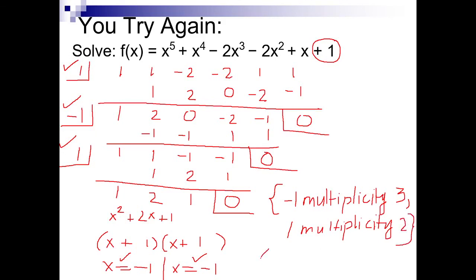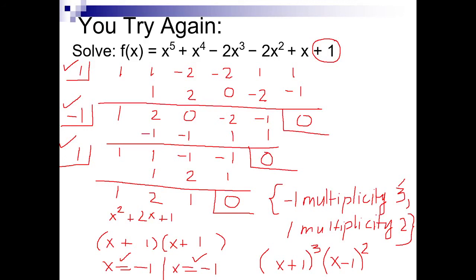Now, how do you write your roots? Let's start with negative 1. This is now x plus 1. And what's the exponent? There you go. Right? The multiplicity is the exponent. And how do you write positive 1? This is now x minus 1 squared. There you have it. So this is where we use the multiplicity concept.